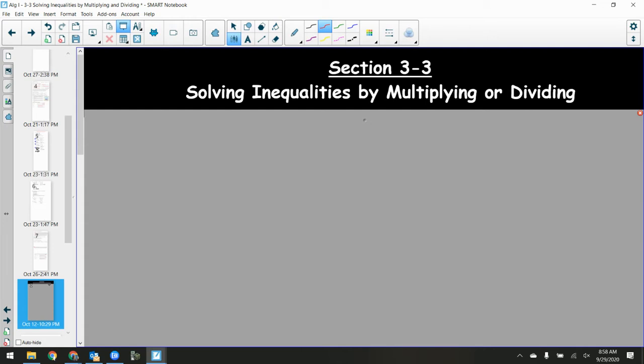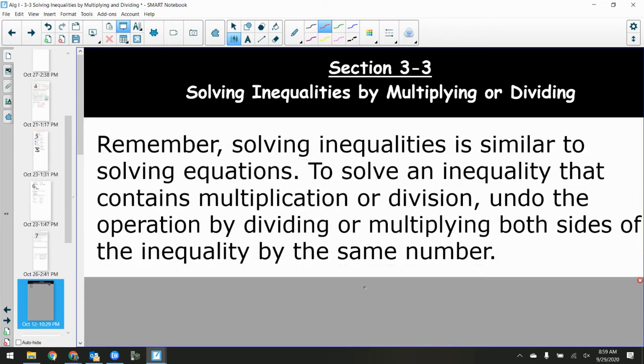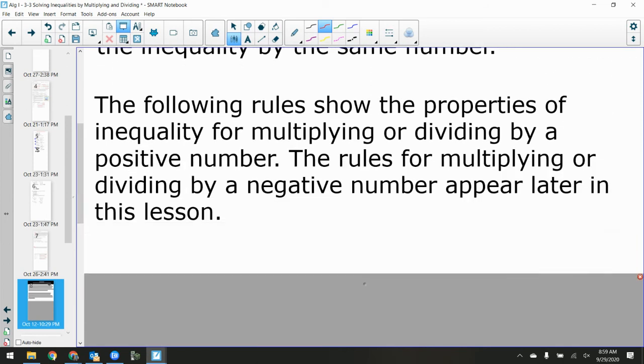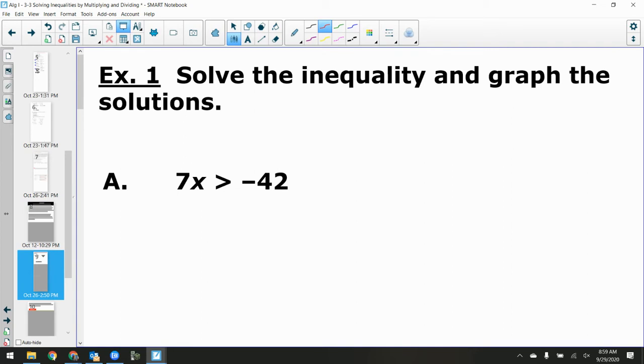Guess what? If I make that an inequality, the rules remain the same. We interpret our answer a little differently, and we might have to graph on top of it, but the rules remain the same. Remember, solving inequalities is extremely similar to solving equations. To solve an inequality that contains multiplication and division, you undo it by taking the inverse operation. Now, the following rules show the properties of inequality for multiplying and dividing by a positive number. The rules for negatives are a little weirder. We'll talk about those in a minute. So, let's get to it.